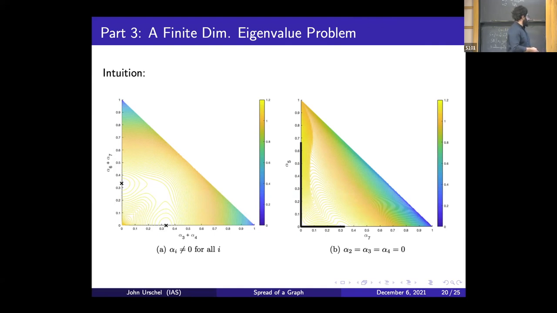Knowing this, you can already set either alpha 6 plus alpha 7 or alpha 3 plus alpha 4 to be 0. Once you do that, you can now assume alpha 2, alpha 3, and alpha 4 are 0.